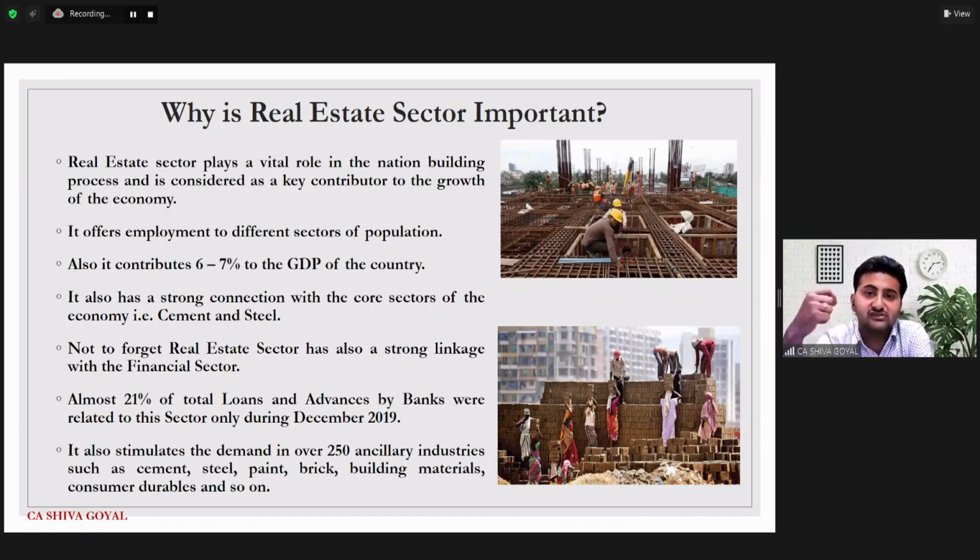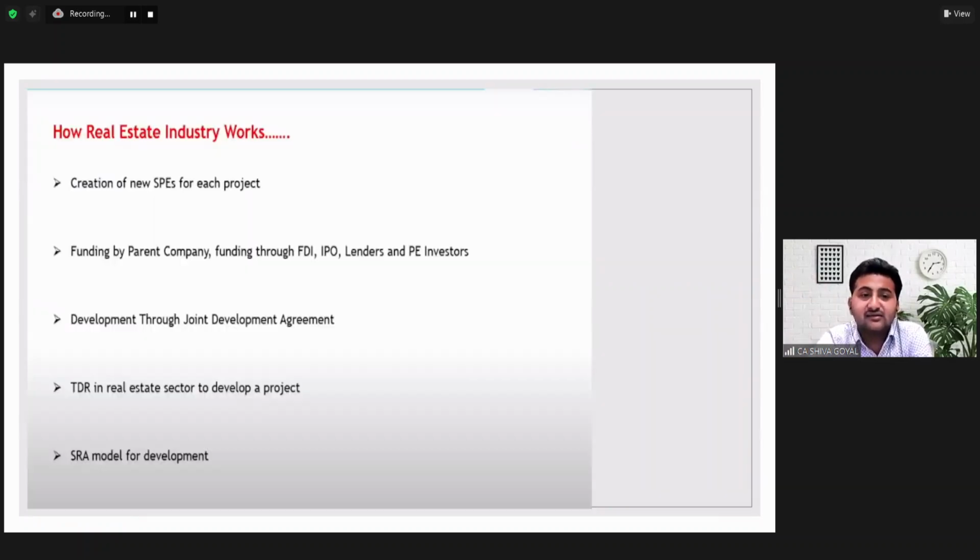It contributes to around 6 to 7% of the GDP of the country and gives assistance to various other sectors. For example, the banking financing that is done is around 21% of the total loans and advances by the banks related to this sector only. And of course, other 250 ancillary industries: steel, paint, cement, bricks, building material, consumer durables, and so forth. It is a labor intensive industry as well as a capital intensive industry. So it affects a huge industry. So the real estate sector is very important.